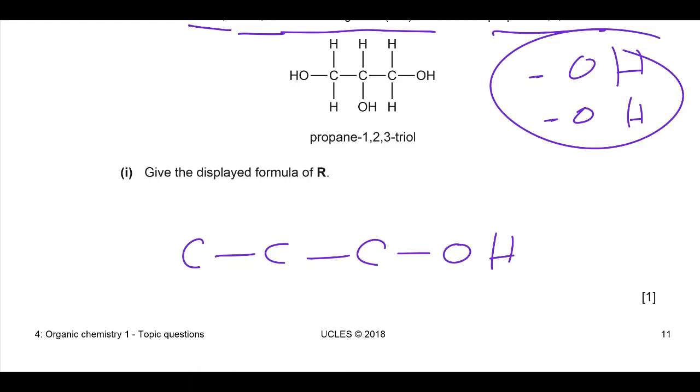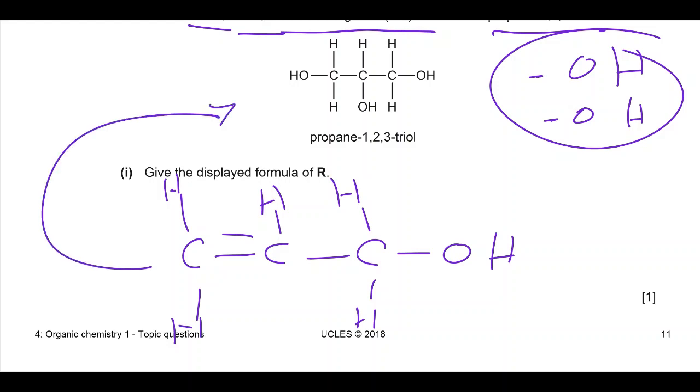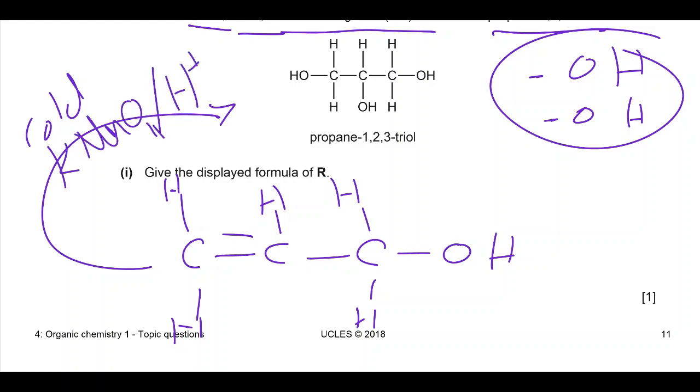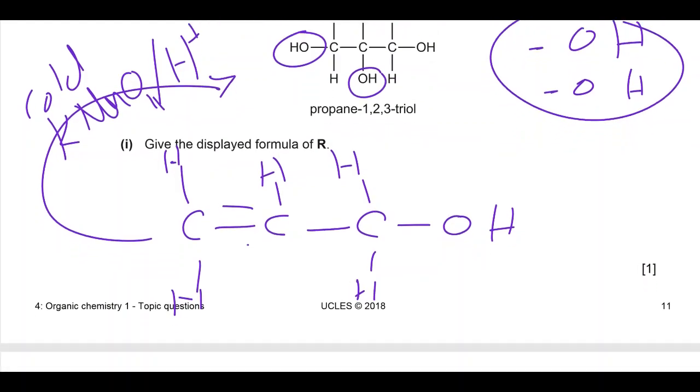OH, and here a double bond. So this is R. When you react it with cold KMnO4 in acid, you break down this double bond and then add here this OH and OH, so the compound becomes propane-1,2,3-triol.